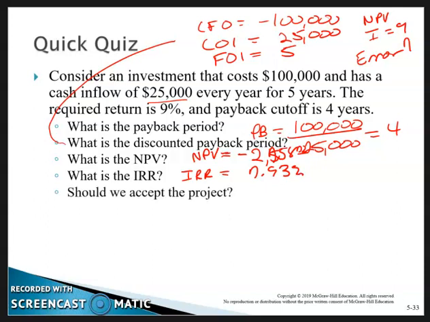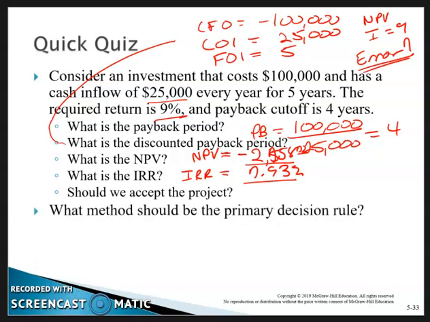So should we accept the project? Absolutely not. We've got a negative NPV. We've got an IRR that's below our required rate of return. And anytime you see this when you're calculating discounted payback period, we're not going to accept that project either.